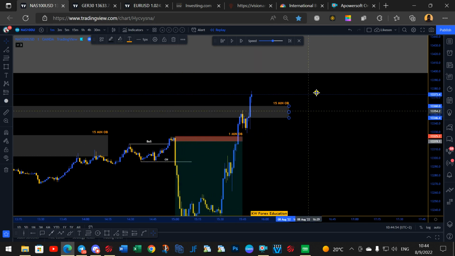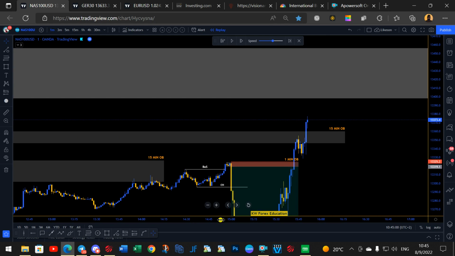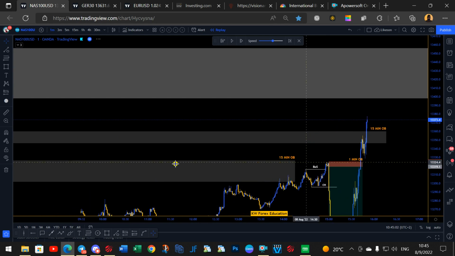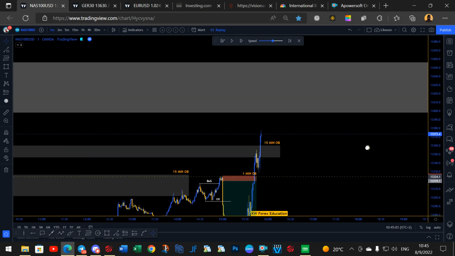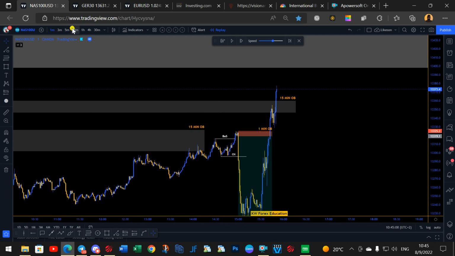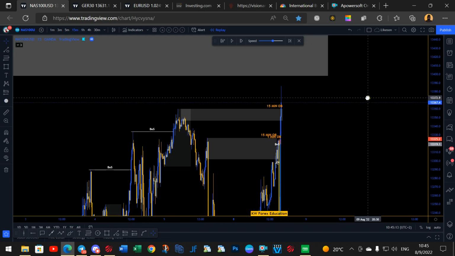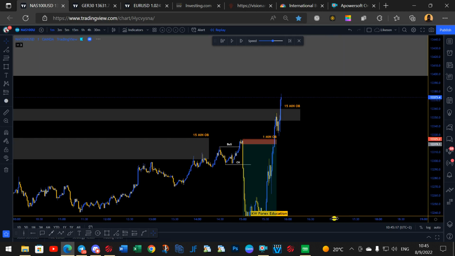So I thought maybe it's going to mitigate this. This is a 1 hour order block. This was a 1 hour order block. This is my 1 hour order block. So I thought my price was going to go all the way there, but I kept watching price.